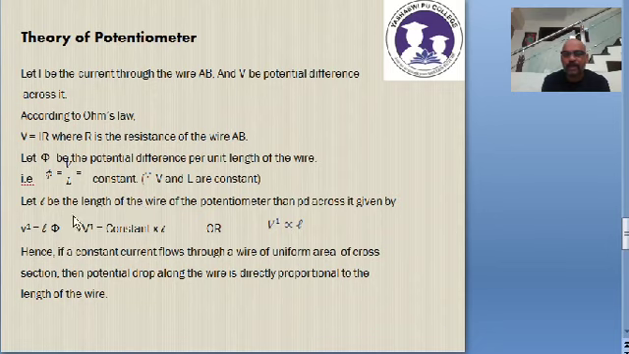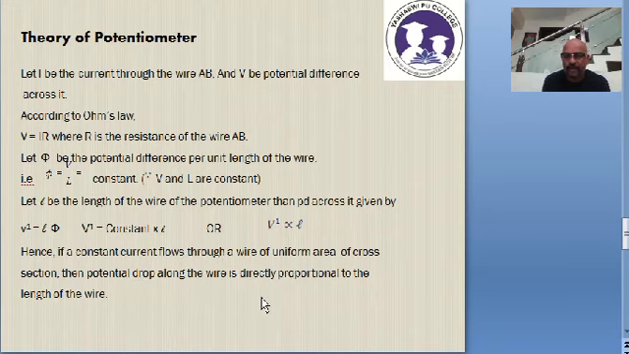So if L is the length of the wire, then the potential difference across it is given by V dash, which is equal to L into phi. Phi is a constant, V by L. So V dash is proportional to L. So if a constant current flows through a wire of uniform area of cross section, then the potential drop along the wire is directly proportional to the length of the wire. This is known as the principle of potentiometer.